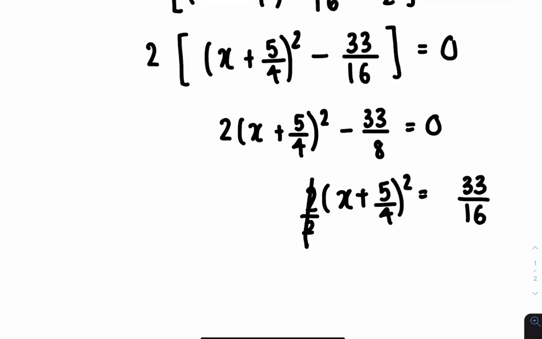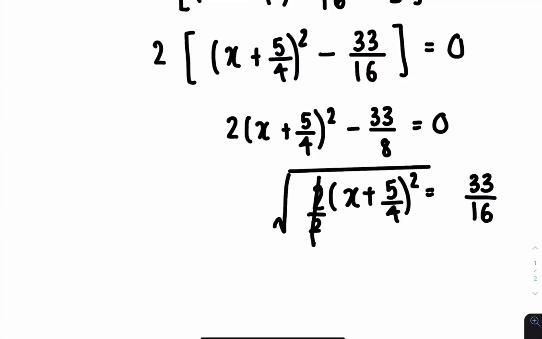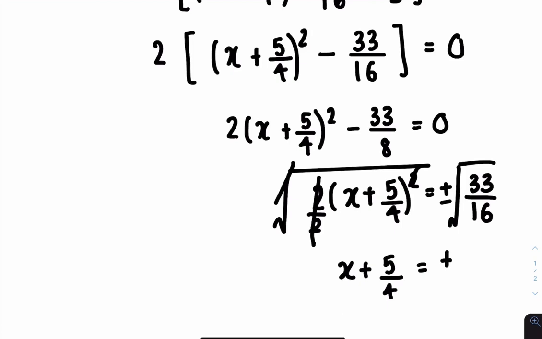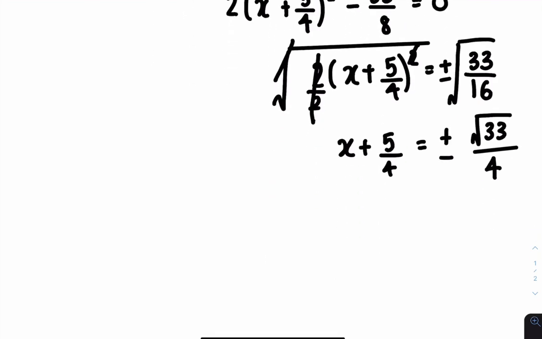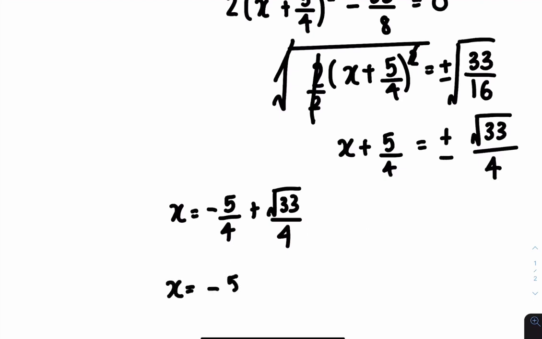And then we want to square root both sides. So if I square root this side and square root this side, well, we have a plus minus here. These two cancel. And we're left with x plus 5 over 4 equals plus minus, and you can simplify this into root 33 over 4. Which means your final two answers are x equals minus 5 over 4 plus root 33 over 4. That's one solution. And your other solution is minus 5 over 4 minus root 33 over 4.